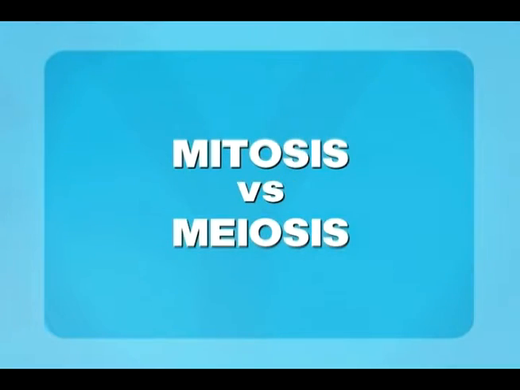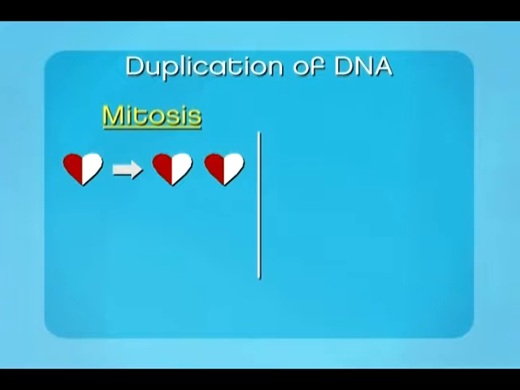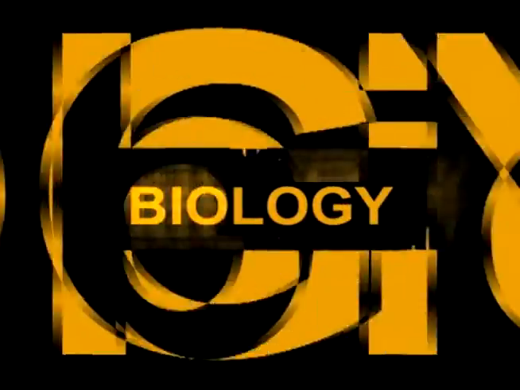Before we go, let's take a second to compare mitosis and meiosis. Both processes require the initial duplication of DNA. The main difference is that mitosis starts with one diploid cell and uses one division process to create 2 identical diploid cells, while meiosis starts with one diploid cell and uses 2 division processes to make 4 haploid daughter cells. And of course, meiosis sounds a bit like meow.